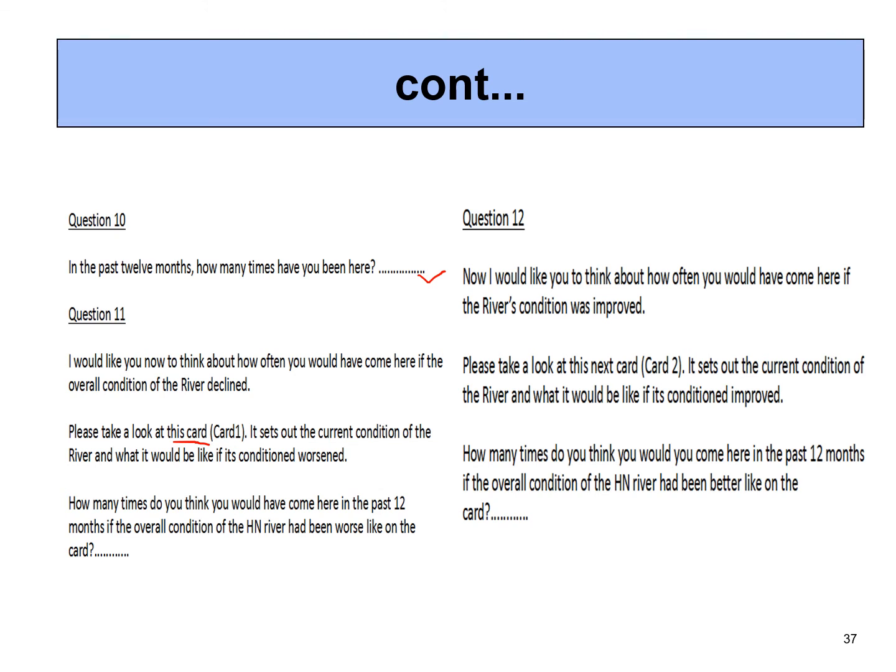What will be the reactions or the behavior of the respondents? And then they also ask: now I would like you to think about how often you would come here if the river's condition was improved. Why do they ask this question? Because they want to know the demand for the improved river. They also give a card to show that the conditions of the river have been improved. So you can also ask this kind of question.